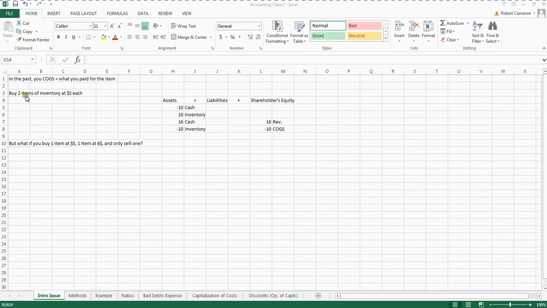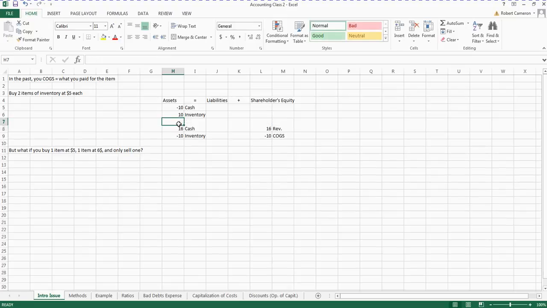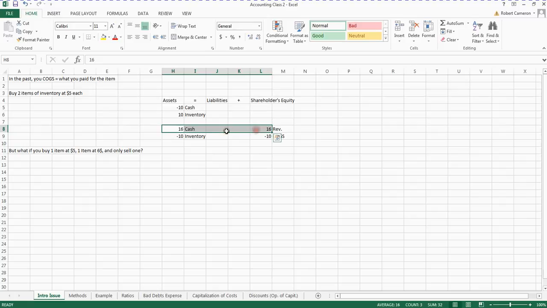So if you buy two items at $5 each, cash goes down by $10, and then inventory would go up. And then if you were to sell both items for $8 each, and say you receive cash, you'd get $16 in cash and $16 in revenue, and of course you sold that inventory. So $10 of inventory you sold, so negative 10 inventory and negative 10 cost of goods sold. And if you're not used to this, I'm just going to use COGS always as cost of goods sold.